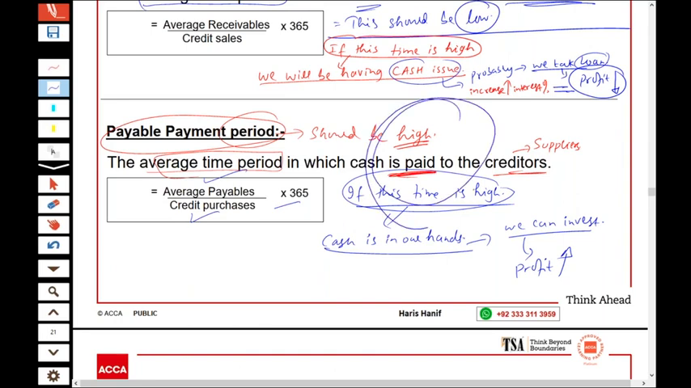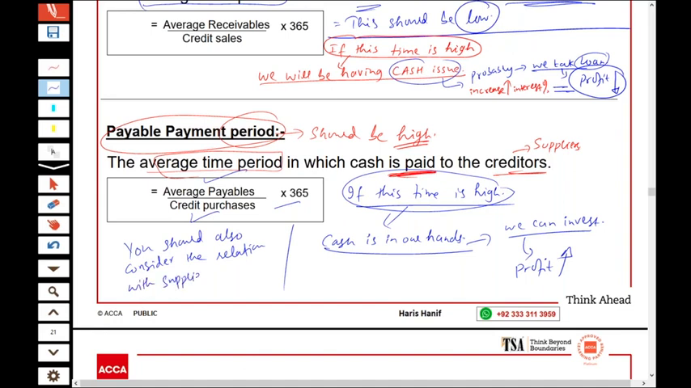Payable payment period should be high, because if you will be delaying to the suppliers, but not too much delay, you should also consider the relation with the supplier. Not too much late payment, because if you will be paying to the suppliers late, they will not be giving you credit in the near future. So it may be possible that they may be disappointed. So you should be delaying the supplier payments in a reasonable time period.